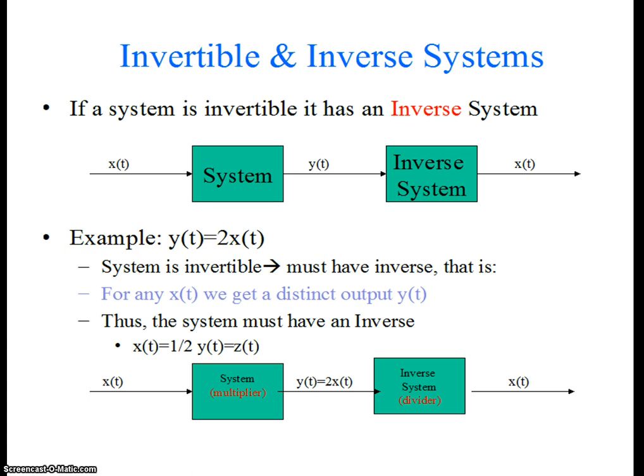So this is about the different properties of a system. We discussed causal and non-causal systems, linear and non-linear, time invariant and time variant systems, stable and unstable systems. Then we discussed invertible and inverse systems. And finally we discussed static and dynamic systems.